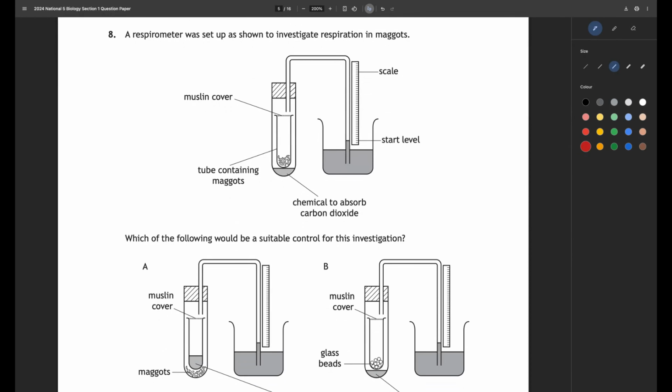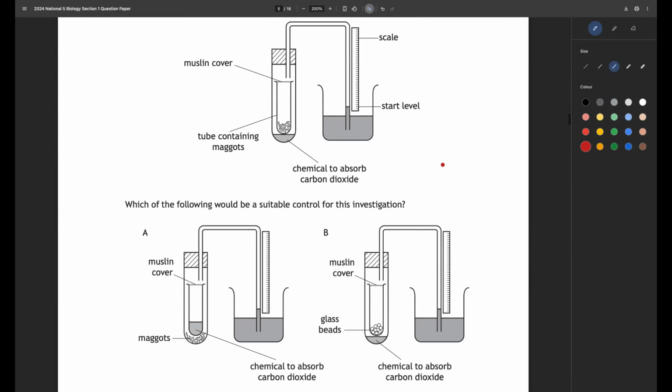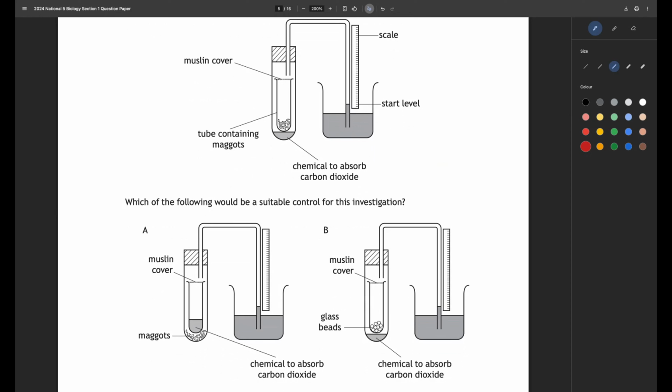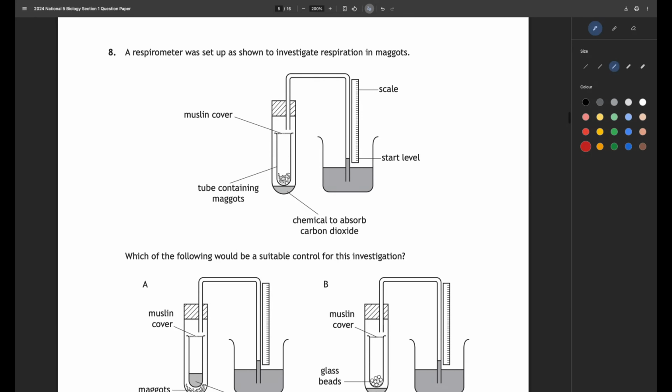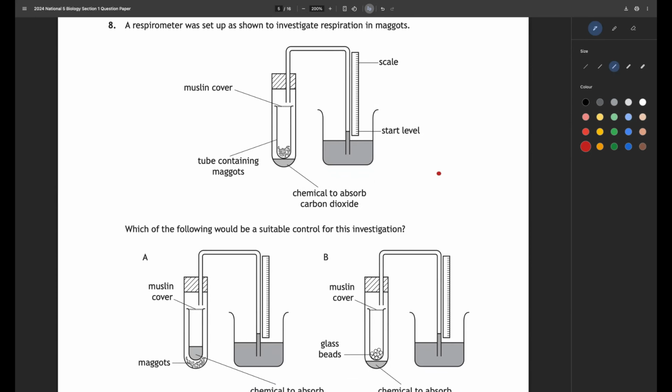Number 8, a respirometer was set up as shown to investigate respiration in maggots. Lovely. Okay, which of the following would be a suitable control for this investigation? So remember, with controls, we are looking for an apparatus that's set up in exactly the same way as the original experiment, but minus the factor that we're investigating, okay? And what we're investigating here is respiration in maggots.